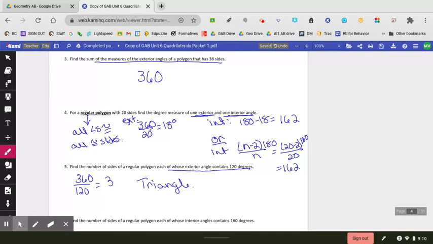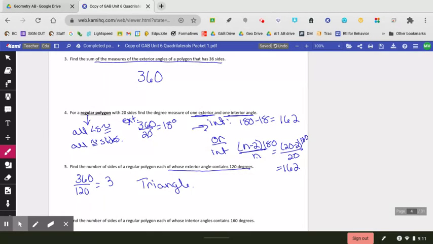Now to find the interior angle, I have 2 options. I can use that information about an exterior angle and know that it's always supplementary with the interior angle. So I did 180 minus 18 is 162. Or I could use my interior angle sum theorem, which is n minus 2 times 180, and divide it by n to find one angle. And so that's 20 minus 2 times 180 divided by 20, which gives me 162.